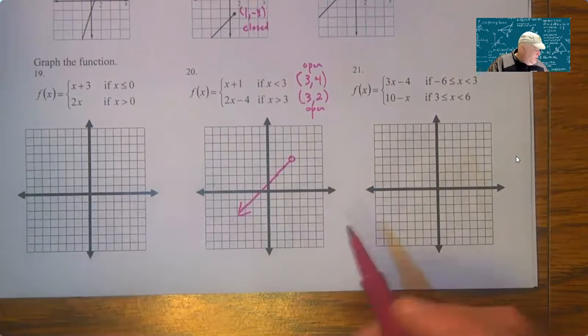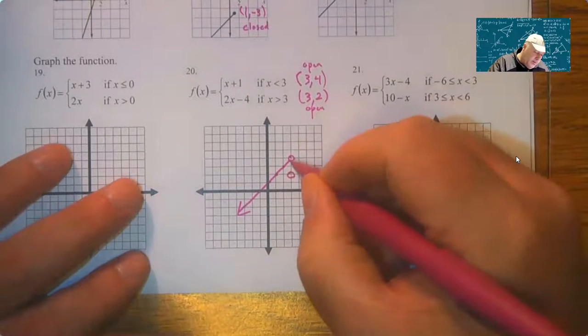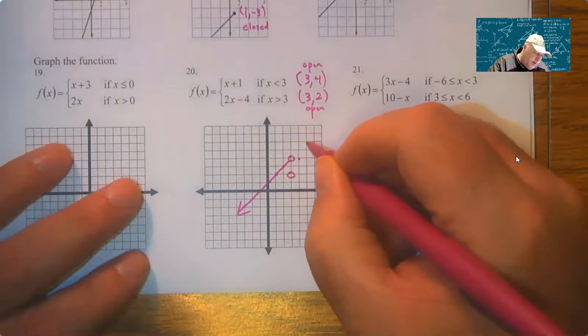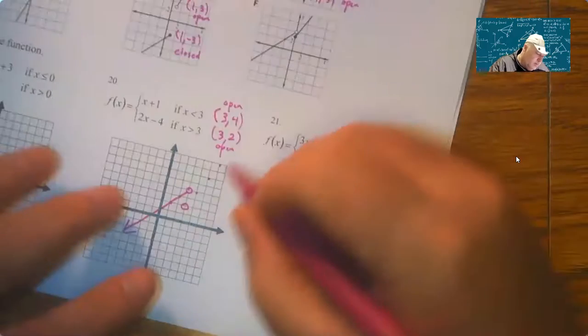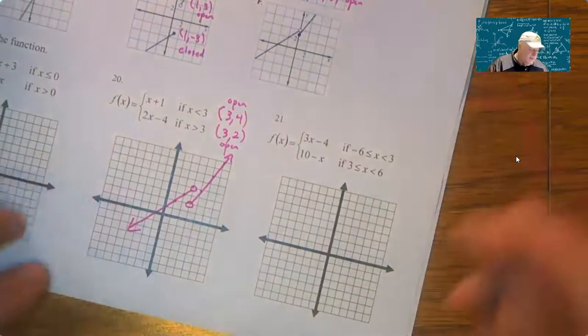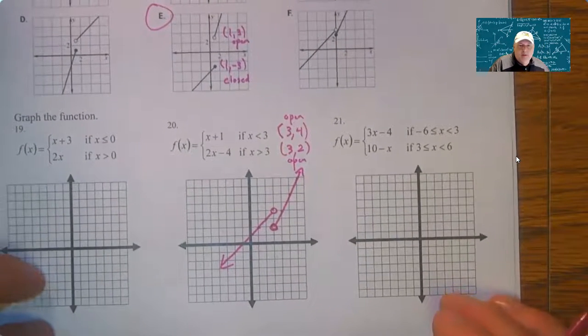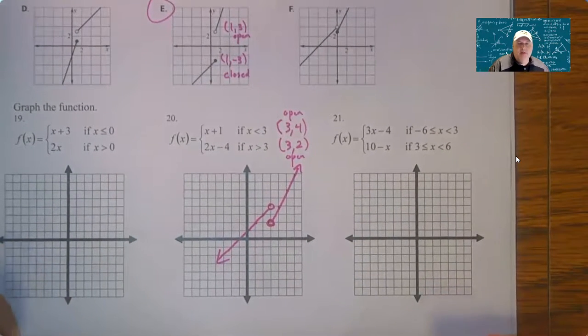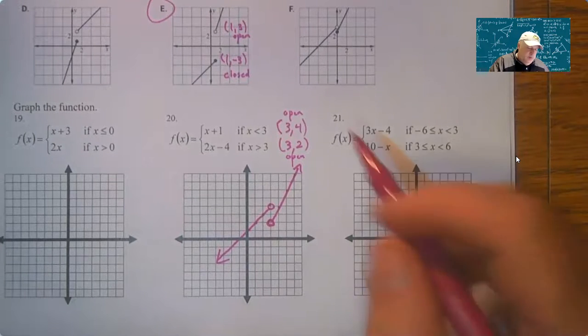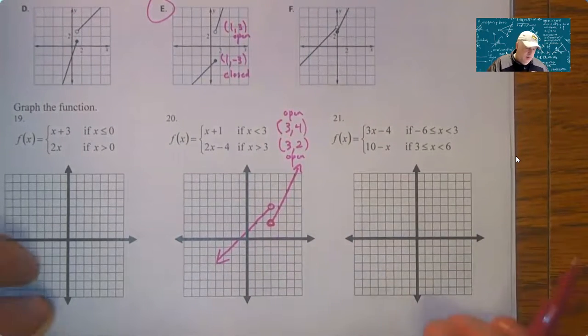Okay, so (3, 2) open right here. And then we want to apply a slope of 2. So up 2, right 1. So there's that portion of the piecewise function. So sometimes going left is a little bit harder with applying the slope. Okay, so just go to the right and then erase that part if you need to.